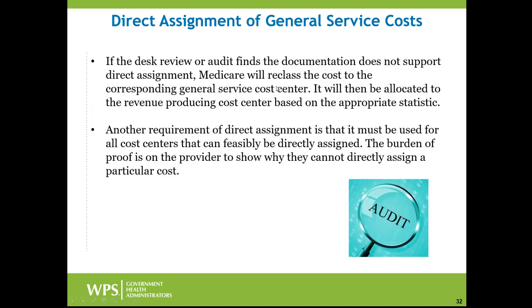Now, let's say we've approved direct assignment, and during the desk review we find that the documentation is just simply not there. Then this cost will basically be reverted back to the general service cost center and will go right back to the normal step-down allocation. So just because you've been approved for something up front doesn't guarantee it's going to be allowed at the time of audit, because the approval was conditioned on the fact that you have the underlying support for that direct assignment.